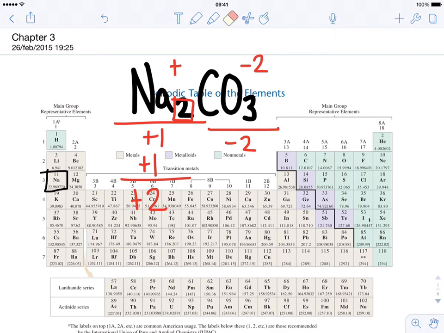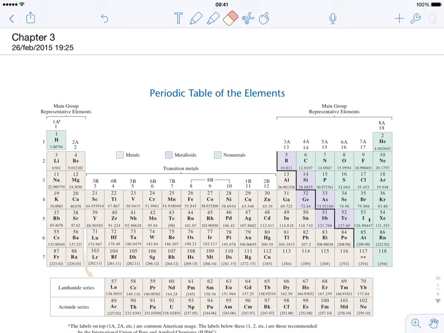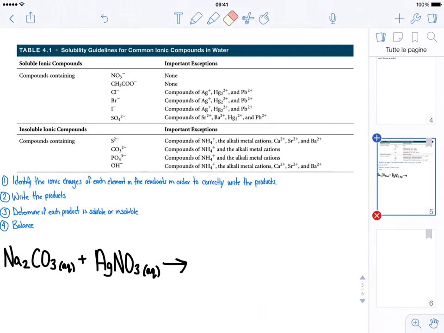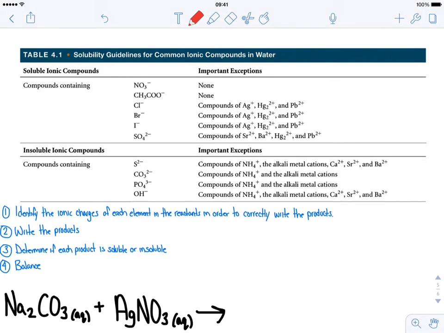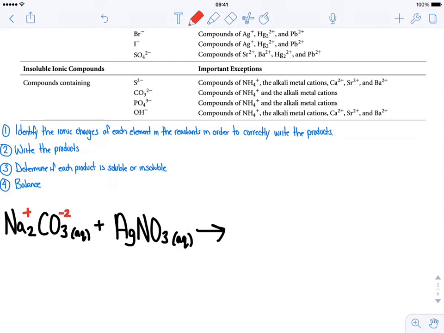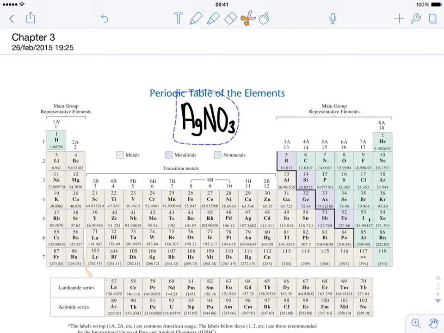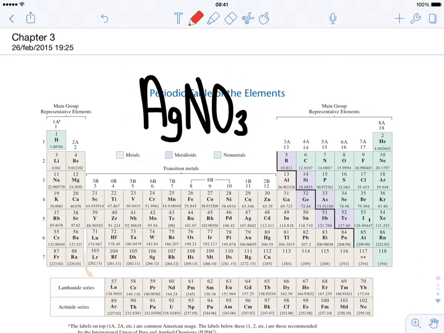Okay, so we have +1 and -2. So we'll go back down to our reaction and we'll write that in. So we figured out that sodium is +1 and carbonate is -2. Okay, now let's look at our second reactant. I'll copy it, go up here to the periodic table and paste. Okay, so we have silver and we have nitrate.